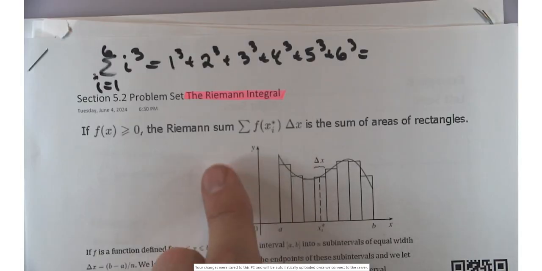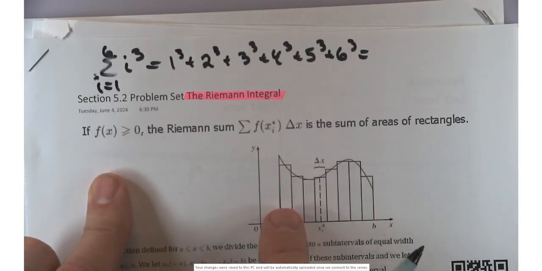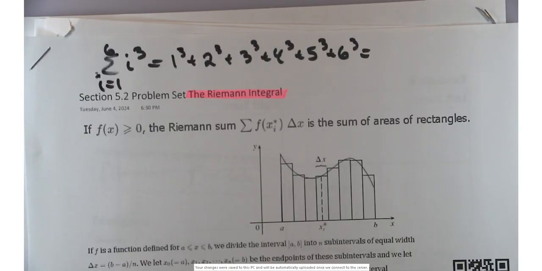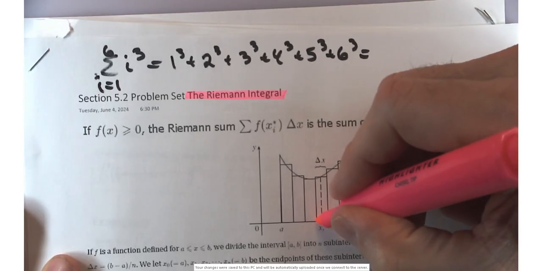Now, to estimate these areas, your Riemann sum is going to be a sum of the areas of all these triangles, or these rectangles, I should say. So let's take a look at one of them in particular. Let's do this one, highlighted here.